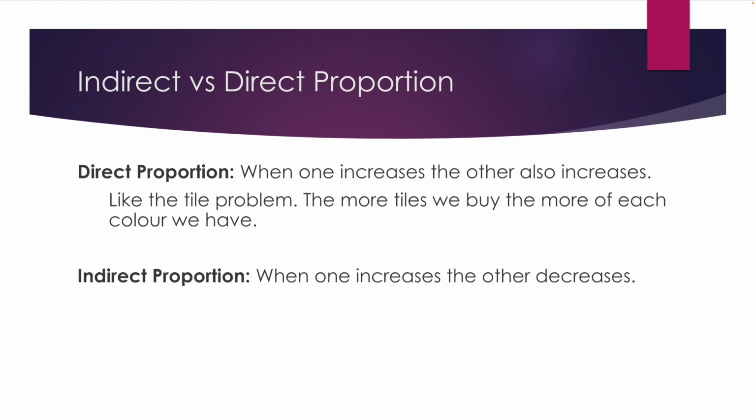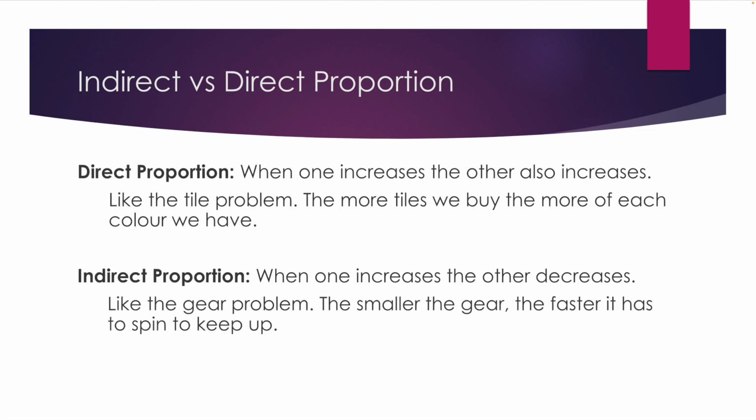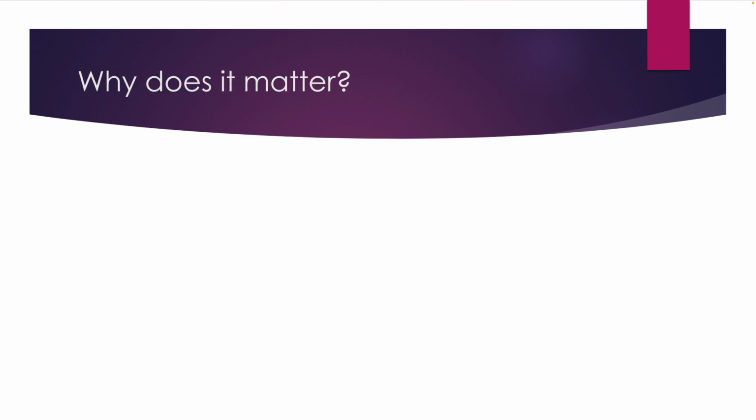But an indirect proportion says that when one increases, the other decreases. This is like the gear problem. The smaller gear will have to spin faster in order to keep up. So as the gear gets smaller, the speed gets bigger. Right? And so we have these two types of problems, and depending on what type of problem you have, you have to adjust how you solve the problem.